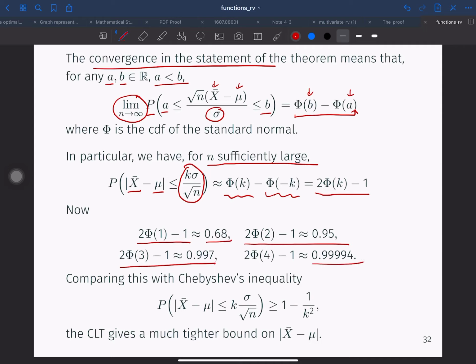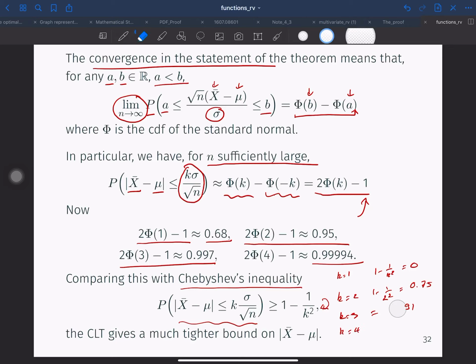So if you compare it against the Chebyshev inequality, which we showed earlier, which will give you this bound, then you see that this approximation is much better than this guaranteed bound. So for example, k equal to 1, the Chebyshev bound gives you 1 minus 1 over k squared equal to 0. K equal to 2, 1 minus 1 over 2 squared is equal to 0.75. K equal to 3 is equal to 8 over 9. K equal to 4, that is roughly 15 over 16.